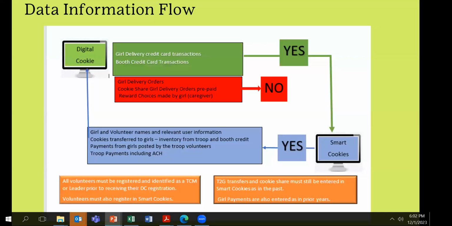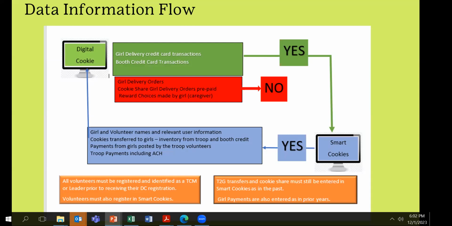So let's first look at the data flow. The data flow. What will come from Digital Cookie to Smart Cookies and what will go from Smart Cookies into Digital Cookie. So we're going to start with Smart Cookies. The council will be uploading all girl and volunteer names and relevant information. And of course, all the service units, troops, everybody will be uploaded into Smart Cookies. That information will then flow into Digital Cookie.